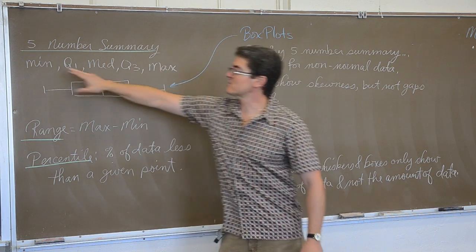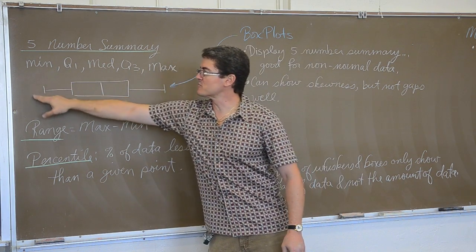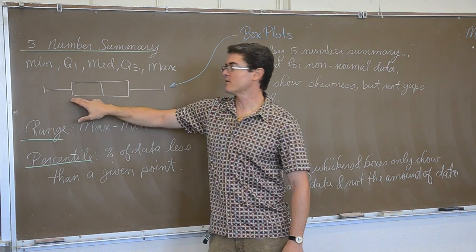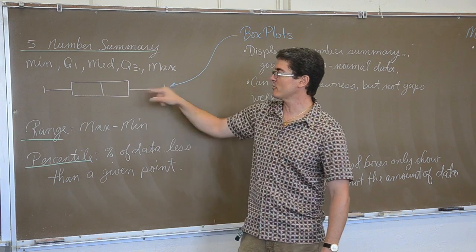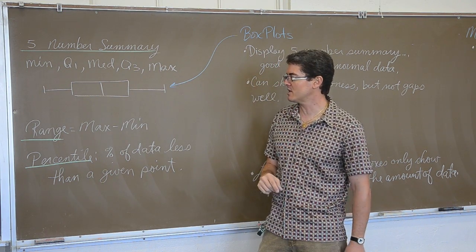5-number summary, that's min, Q1, median, Q3, and max. The graphical display of a 5-number summary is a box plot. The left whisker is the min. Where the box starts is the Q1 value, then median, Q3, and max. We're going to break that apart again here more in a minute.